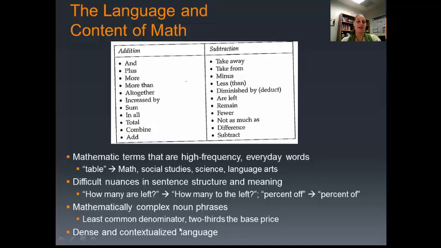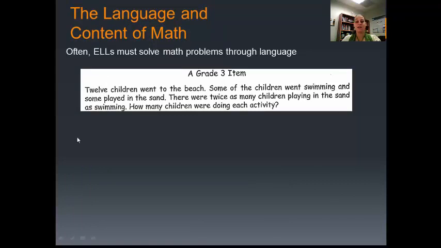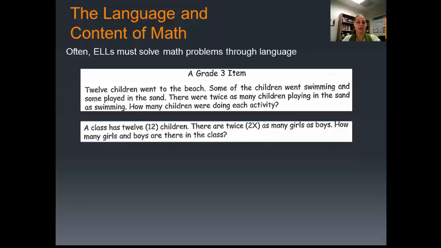And just in general, math really does have some dense and contextualized language that teachers have to be aware of and have to make explicit to their English language learners. That's something that you have to specifically go through and define for them and describe and show them images of to make sure that students are understanding and able to keep up. Also, ELLs have to solve math problems through language, oftentimes. So, a grade 3 item such as: 12 children went to the beach, some of the children went swimming and some played in the sand. There were twice as many children playing in the sand as swimming. How many children were doing each activity? There's a lot of English language that they have to go through to understand what the actual equation is that they're working from.